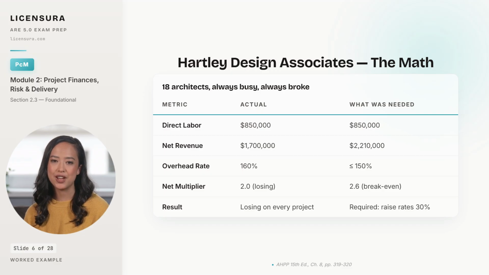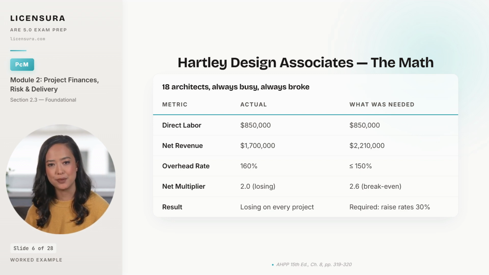With an overhead rate of 160%, slightly above average, they needed a multiplier of 2.6 just to break even before any profit. They were short 0.6 of a multiplier on every single project. That gap, multiplied across the entire year, was the hundreds of thousands of dollars the principals were absorbing through unpaid time, deferred distributions, and credit card balances.